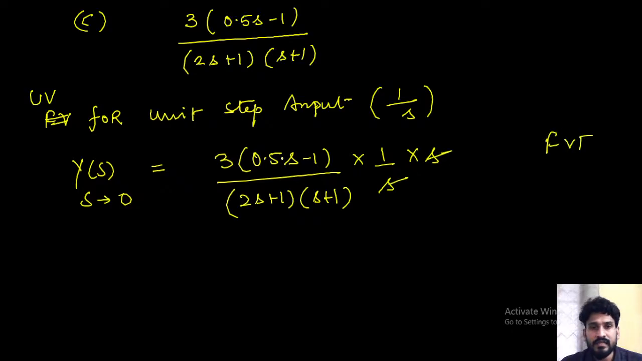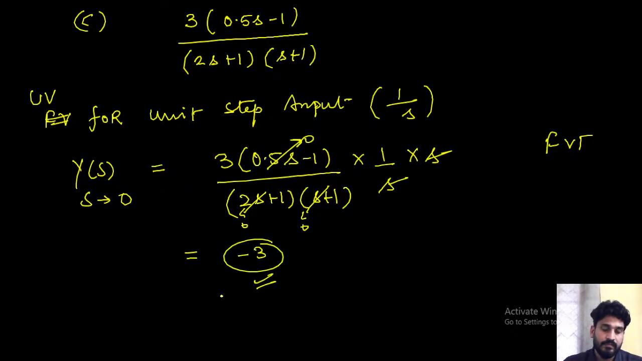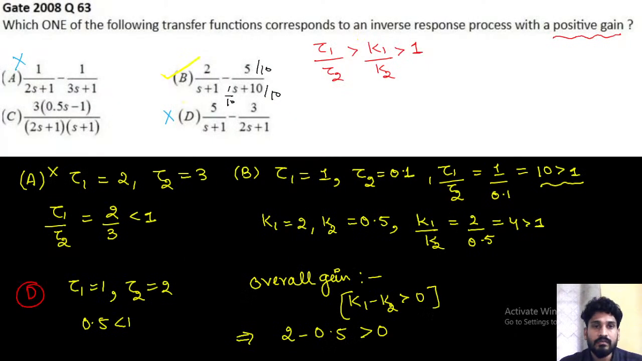S got cancelled. This is my 0. This is my 0. It is my minus 3. So this is my negative gain. So C cannot be our answer. So what is my answer? My B is the answer.